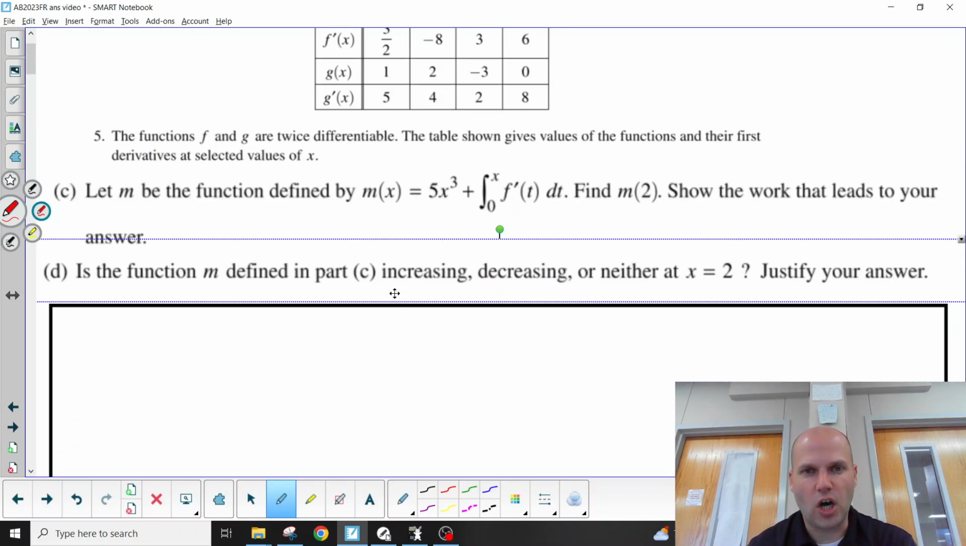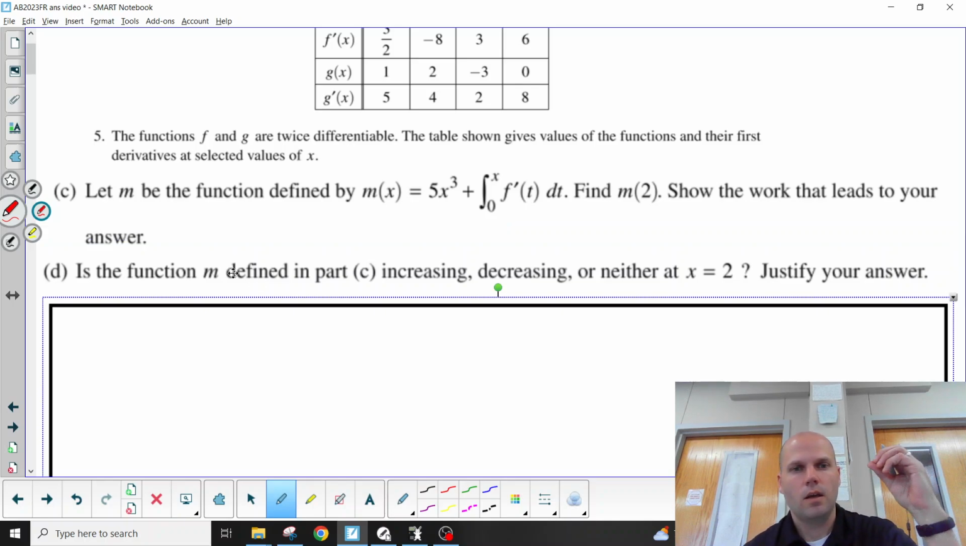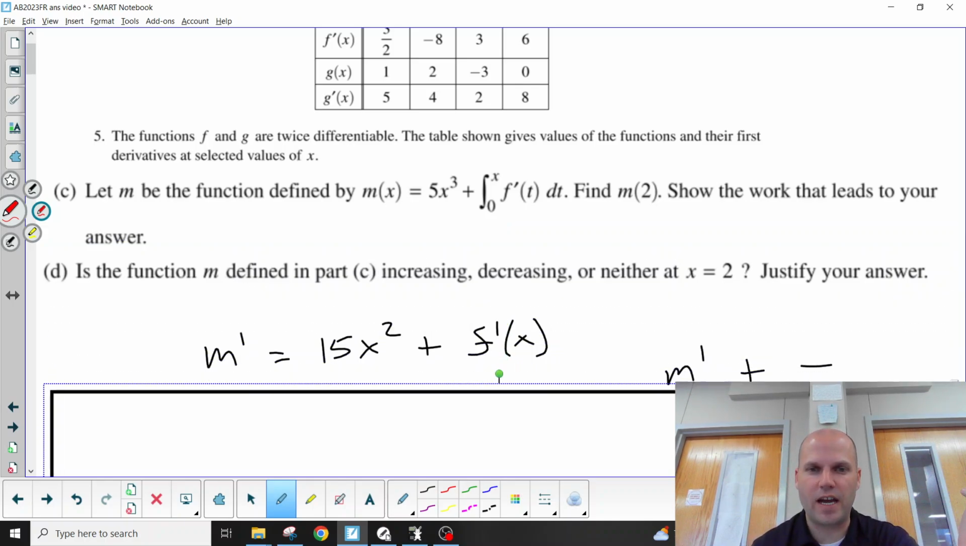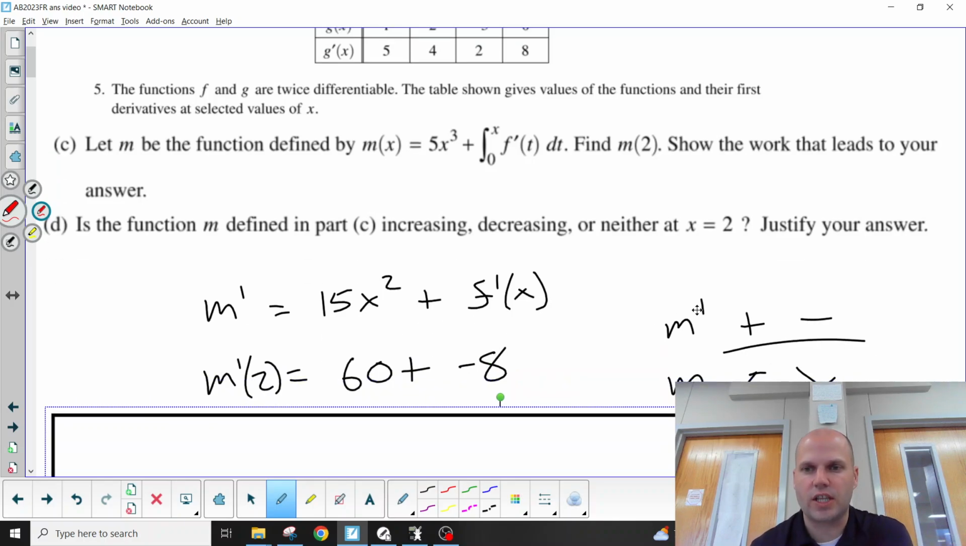Part D, thought this was easy. Is m increasing, decreasing, or neither at x equals 2? How do you figure out if something's increasing or decreasing? Look at the sign of its derivative. Is it positive? Is it negative? Well, m's increasing, m's decreasing. You look at m prime. The derivative of 5x cubed, 15x squared. The derivative of the accumulation function, the integral goes away. It just stays as f prime.